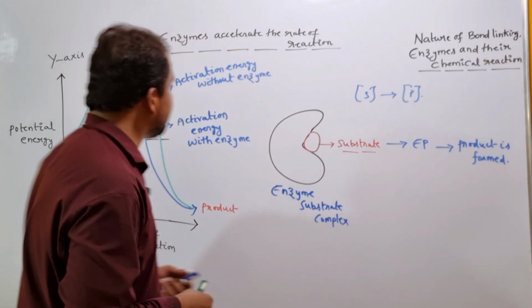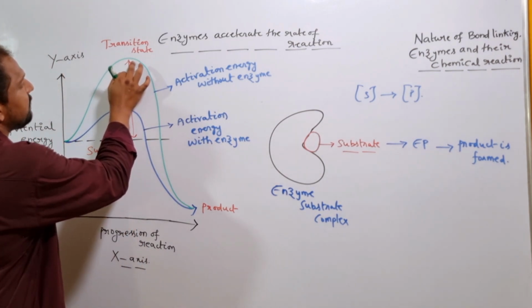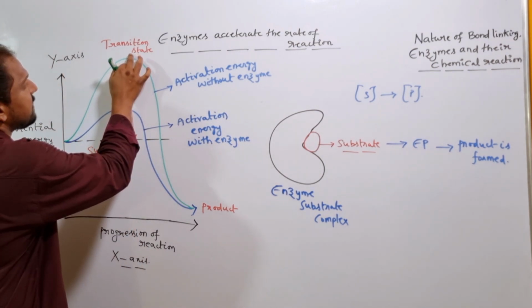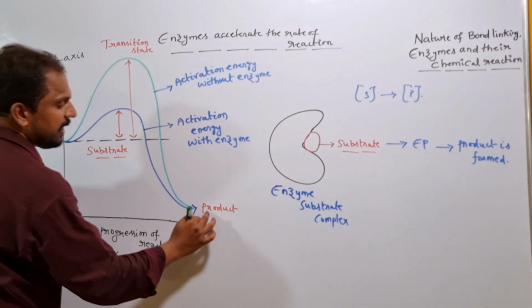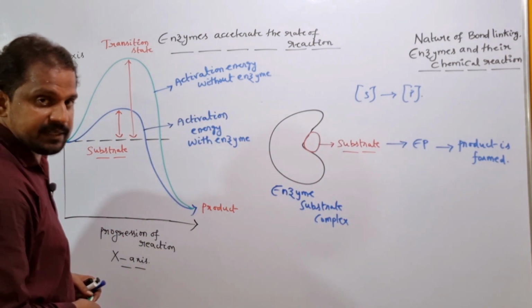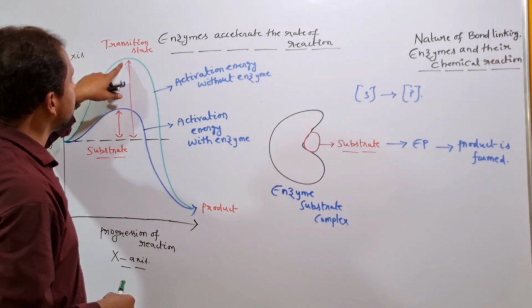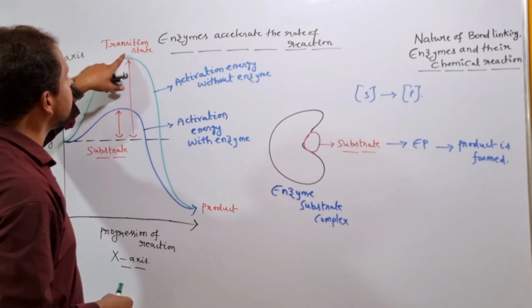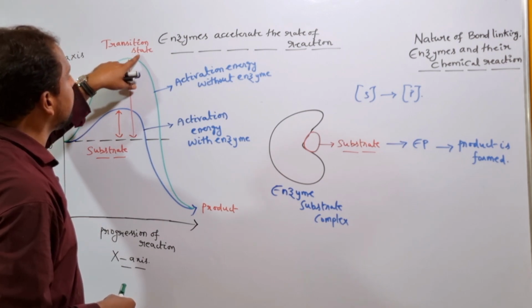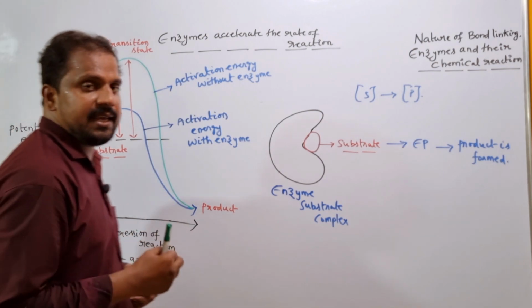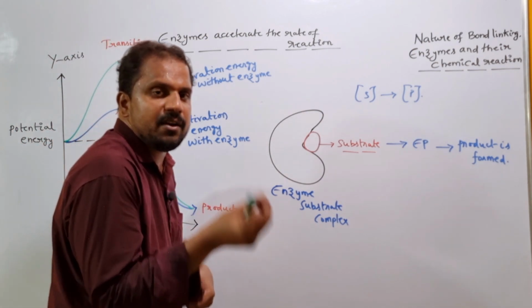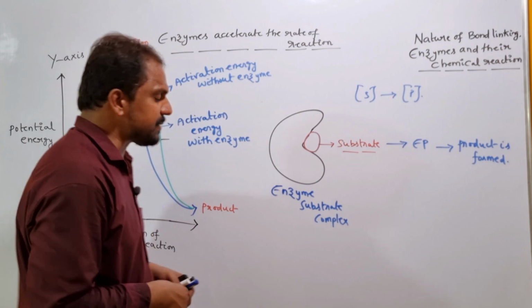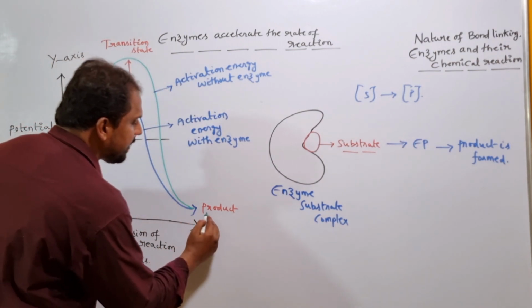So within no time, the enzyme substrate complex from the transition state reaches to form a specific product. Is it clear? After the successful formation of the enzyme substrate complex, it reaches the transition state, and the transition state is highly unstable. So within no time, the enzyme substrate complex is capable of yielding the product.